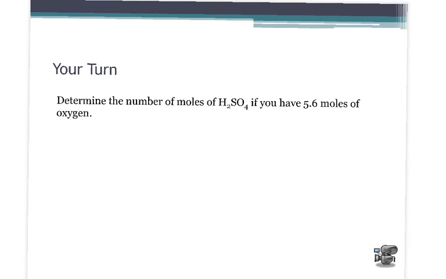Okay, now I want you to go ahead and give this a try. Determine the number of moles of sulfuric acid this time if you have 5.6 moles of oxygen. So we're going to go the other way around. Try to see if you can figure this out and then replay the video.